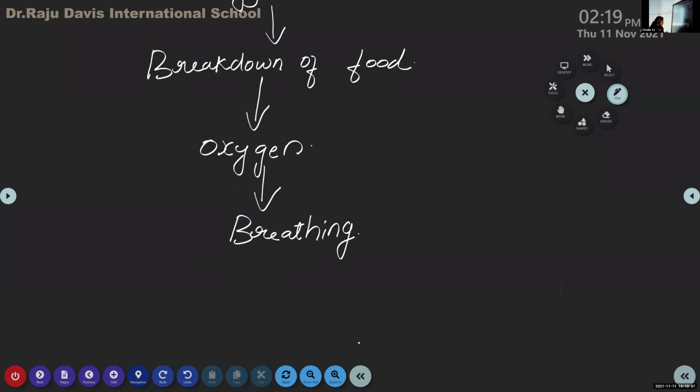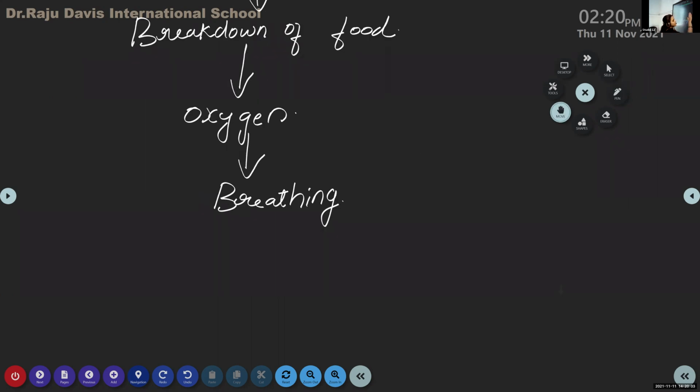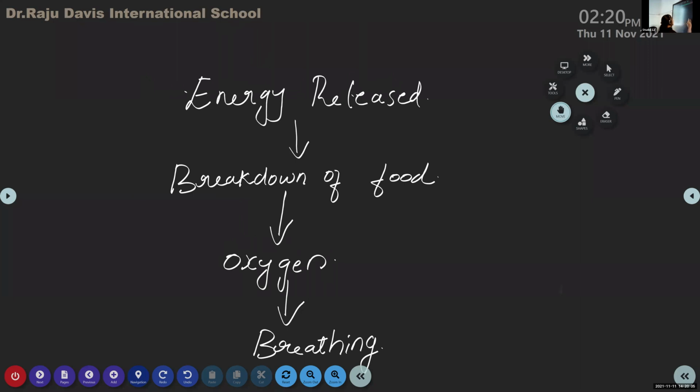Okay. So respiration is the process in which we break down the food in order to get energy, and this breakdown of food takes place with the help of oxygen. Oxygen is obtained by the human body by the process of breathing. So this way breathing and respiration are interrelated.